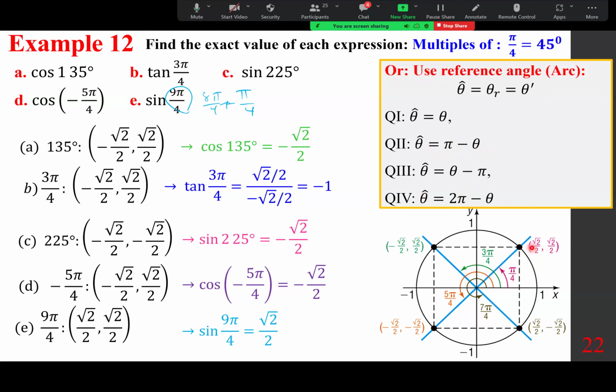And so, in order to find the reference arc, to see what theta covers: pi minus theta in the second quadrant, theta minus pi in the third quadrant, because it's larger than pi. In the fourth quadrant, 2 pi minus theta. This is how you find the reference arc and you calculate it accordingly.